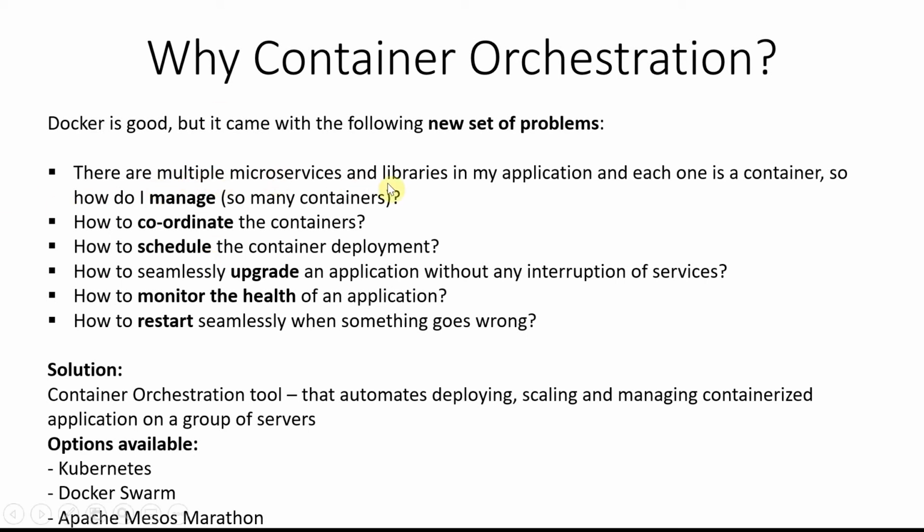There are multiple microservices and libraries in my application, and each one is a container. Say you have an e-commerce application with a microservice architecture. Ordering would be one microservice, and product catalog could be another. There will be so many microservices, and each microservice is a container. You can imagine, there will be a sequence of steps that has to be deployed. So how do you manage that sequence?